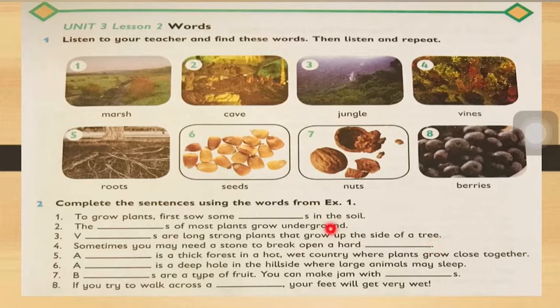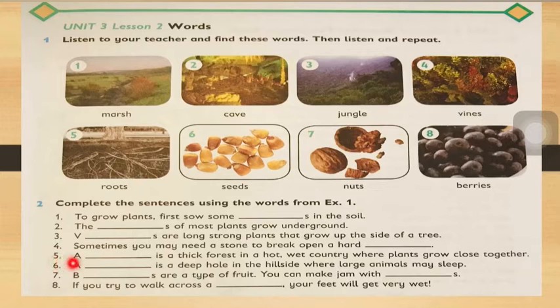Now, which is the plant that grows up the side of a tree and spreads all around? Excellent. Vines. This is a climbing plant which climbs up on the tree. Number 4. Sometimes you may need a stone to break open a nut. What is hard? Nut. A nut has a hard shell and the dry fruit is enclosed in this nut. So here for number 4 you will write nut.